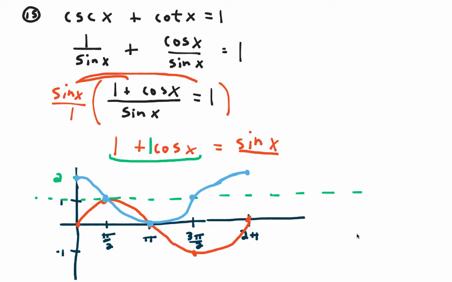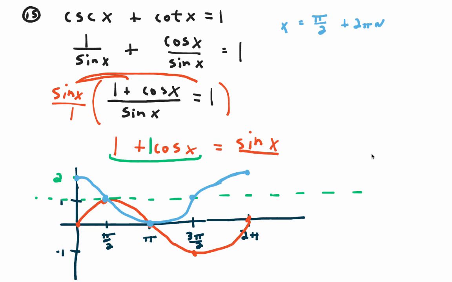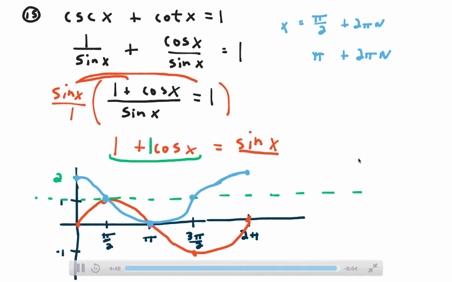So now your solutions are simply when x is equal to pi over 2 plus 2 pi n and pi plus 2 pi n. And that's it. That's the easiest way to solve that one. Hopefully that helped.